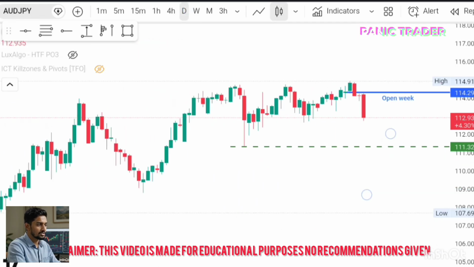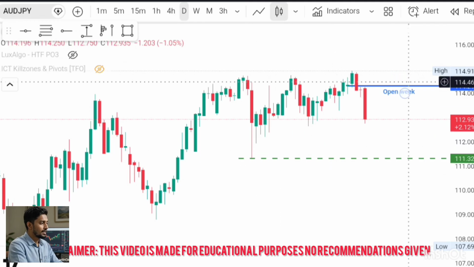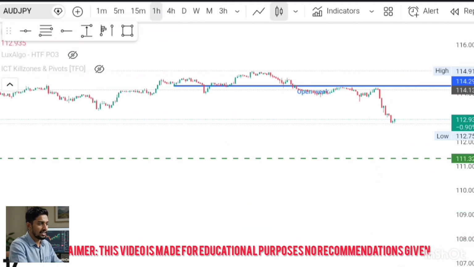Let's talk about low time frame. In daily time frame, it's a very good red candle. I don't see there will be any proper retracement in AUDJPY. If there is a retracement, it will be good for us to take a trade, a good trade for the good risk to reward ratios.